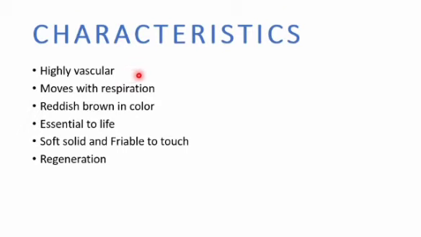So all the blood from the body has to come to the liver for purification. And it moves with respiration. We know that lungs, intercostal muscles and diaphragm move in respiration. In addition to that, the liver also moves during respiration, and it appears reddish brown in color, essential to life. We can compare this to a factory, a detoxification factory. If it is not working, the toxins will circulate throughout the blood.